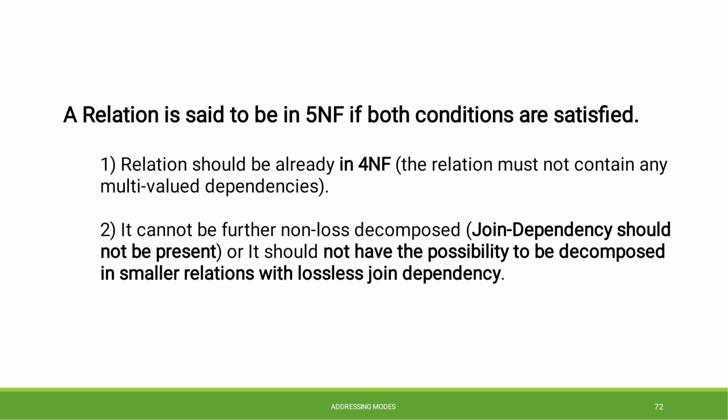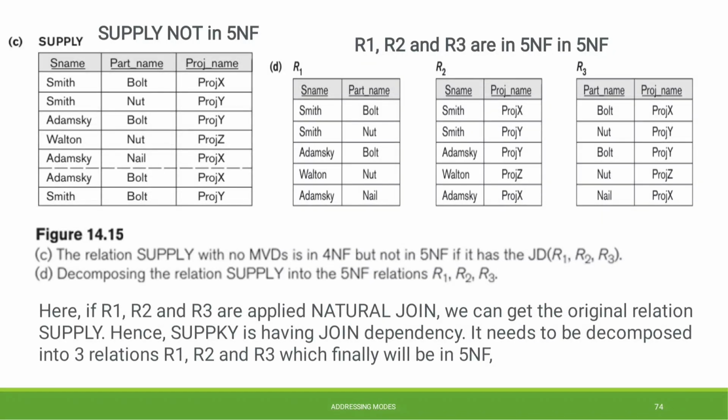In simple words, for a relation to be in 5NF, first it should be in 4NF and it cannot be further non-loss decomposed, that is, it should not have join dependency. Let us consider an example for 5NF. Here we have the relation Supply. It is not in 5NF. It is already in 4NF because it doesn't contain multi-valued dependencies. Now this relation has join dependencies. That is why it is not in 5NF.